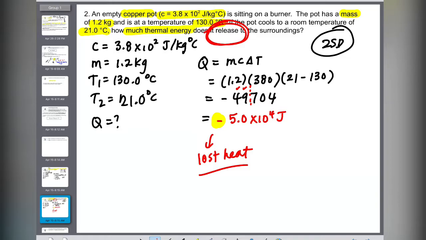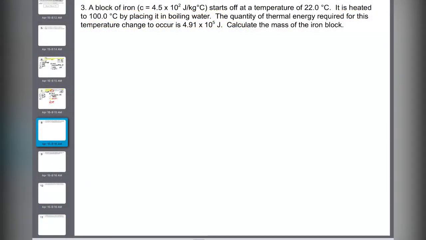Okay, continuing on for question number 3. A block of iron, it tells you c is 450. It starts off at a temperature of 22. It is heated to 100 by placing it in boiling water. The quantity of thermal energy required for this temperature change to occur is 4.91 times 10 to the 5 joules. Calculate the mass. So write out my given. Let's do it.